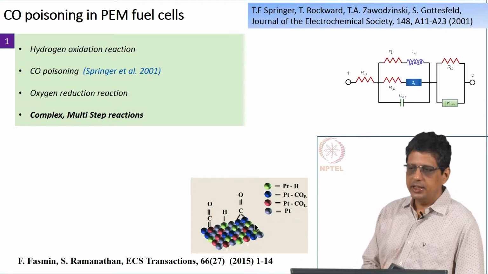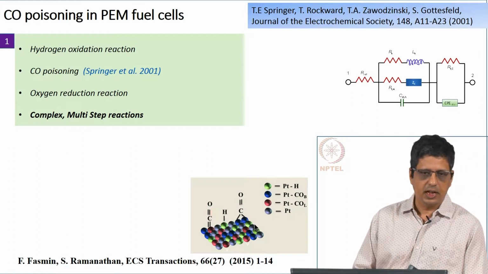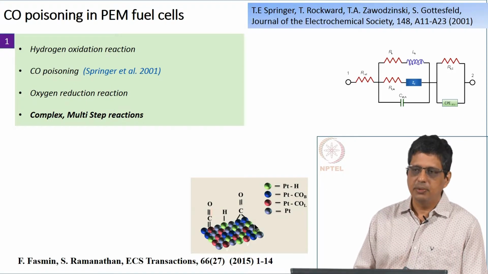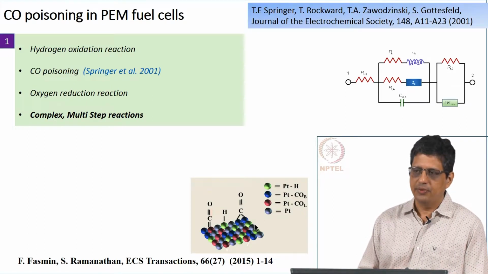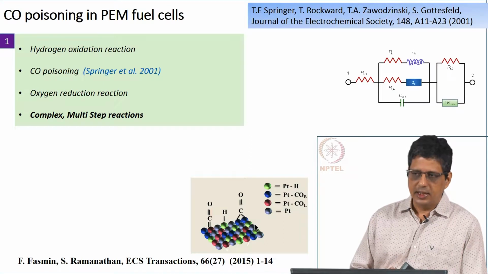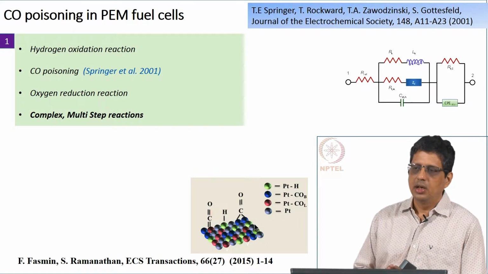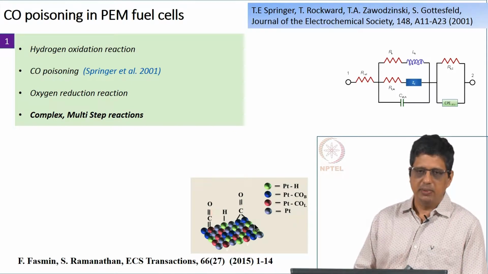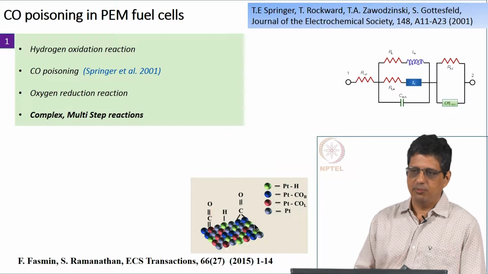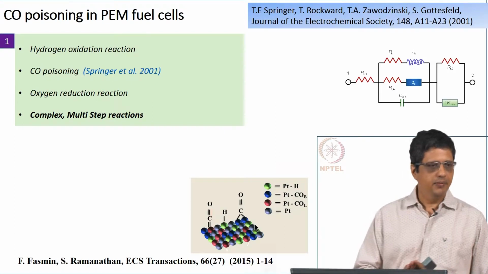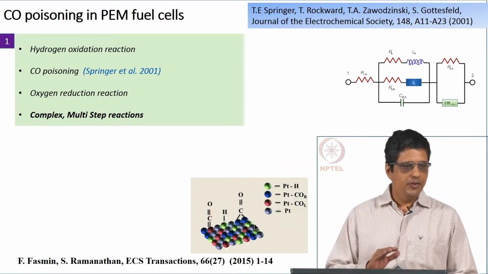So, hydrogen oxidation reaction, that also does not happen in a single step, it happens with multiple steps. There are studies exclusively for these hydrogen oxidation reactions, and at least you need one adsorbed intermediate to describe that reaction. And carbon monoxide poisoning, okay, the way it occurs is carbon monoxide adsorbs onto the catalyst surface and then it gets oxidized very slowly.